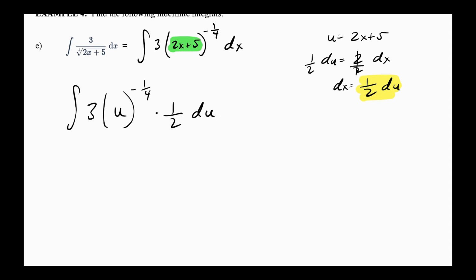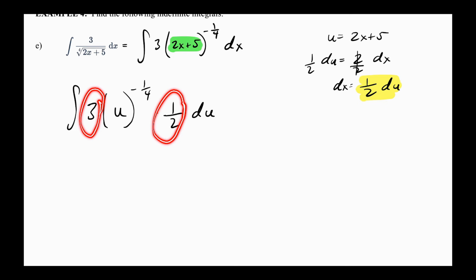So hopefully it was clear that 2x plus 5 was going to be your u. That's the inside. So once you get that, go from there. The derivative is 2 dx. Solve for dx. I plugged everything back in now, so I only have u's. There's no more x's, right? Which is good. I can continue on my steps if there's no more x's.